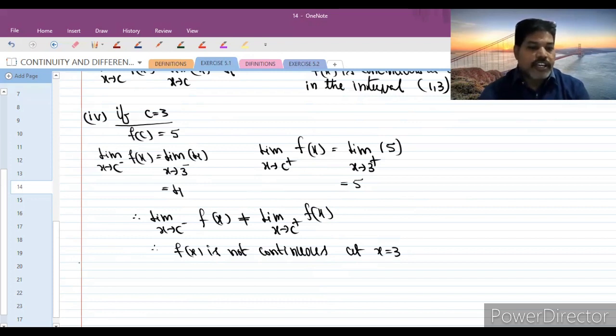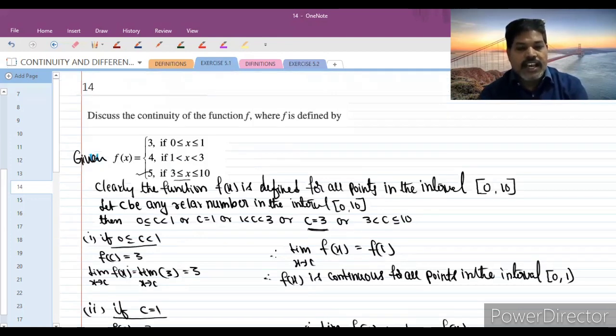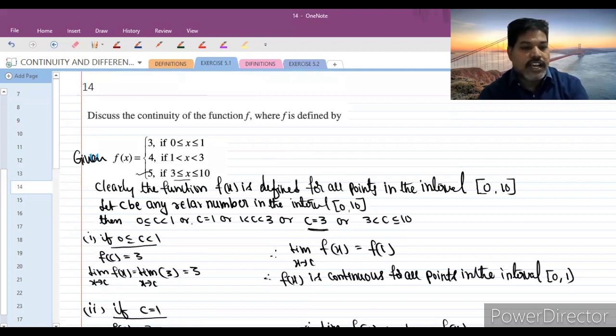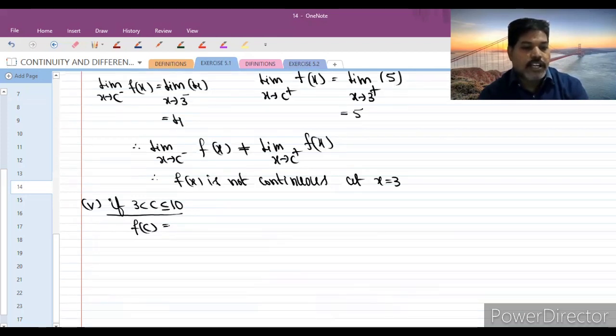So see the fifth case. What is case number 5? Case 5 is if 3 less than c less than or equal to 10, what happens? In this case, f of c is equal to, what is that function? 3 less than x less than or equal to 10, f of x value is 5. So automatically f of c value will become that 5 only.